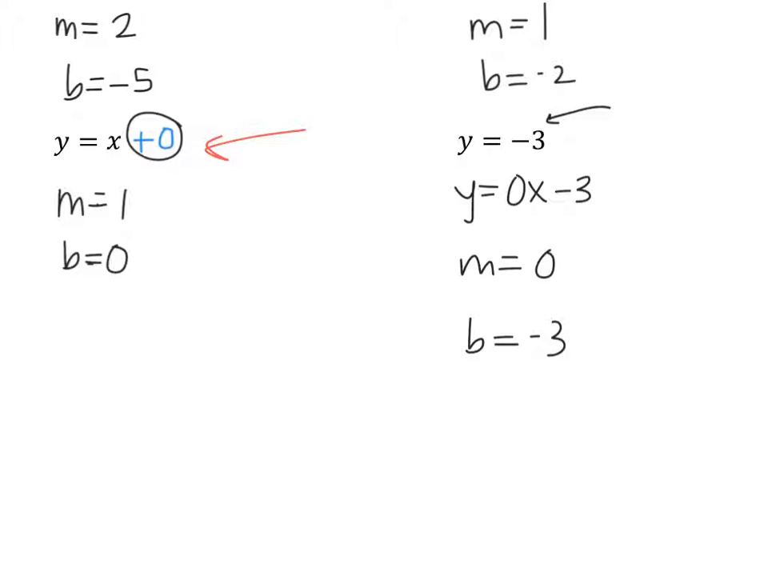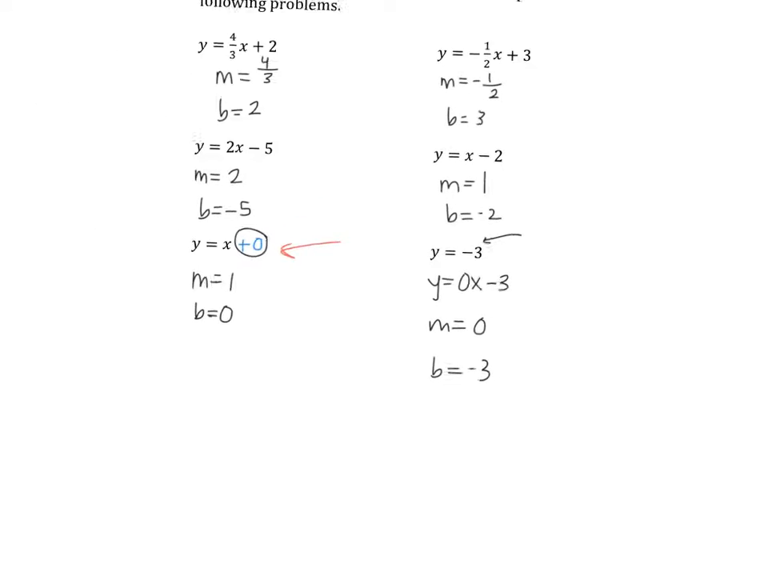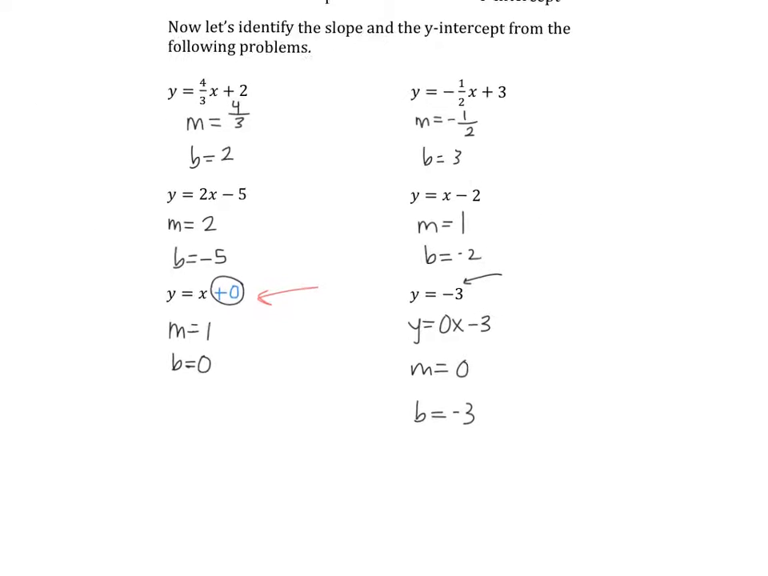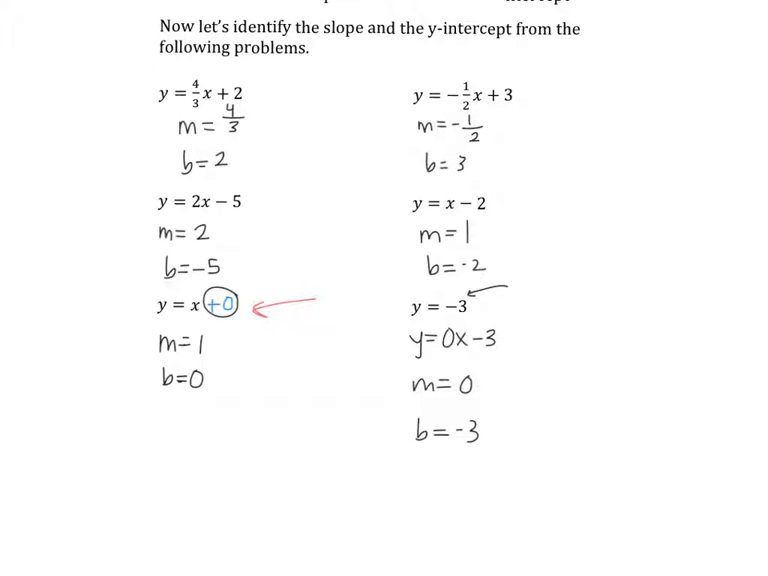So to recap, when we are given an equation in slope-intercept form and we want to determine the slope and y-intercept, the slope is the number that's in front of the variable x, and the y-intercept is the constant number that's usually at the end of the equation that is not attached to any variable.